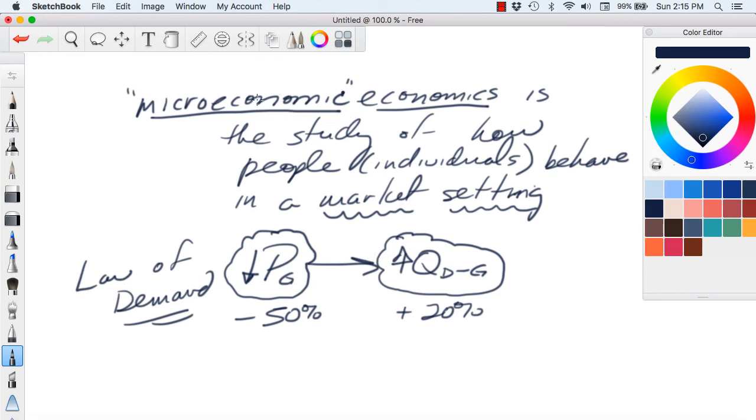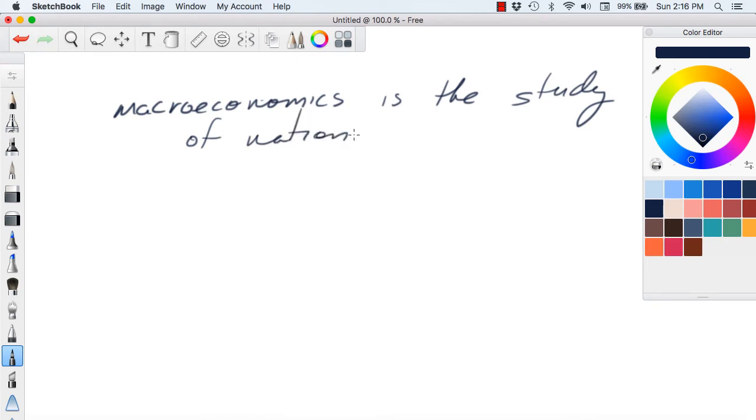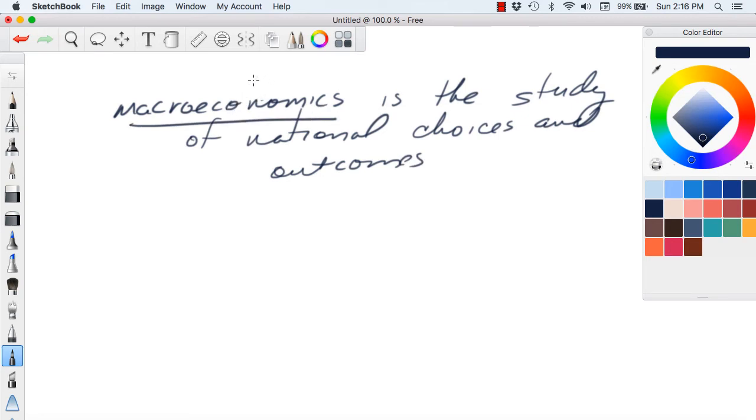Now, if you look at macroeconomics, let me go ahead and erase this. Macroeconomics. I've got to spell it right, so let's try again. I'm having a little difficulty here. There we go. Macroeconomics is the study of national choices and outcomes. So in the case of macroeconomics, what are we looking at? We're looking at national outcomes, national choices. In other words, we're aggregating, putting together, totaling all of the behavior of all the people.